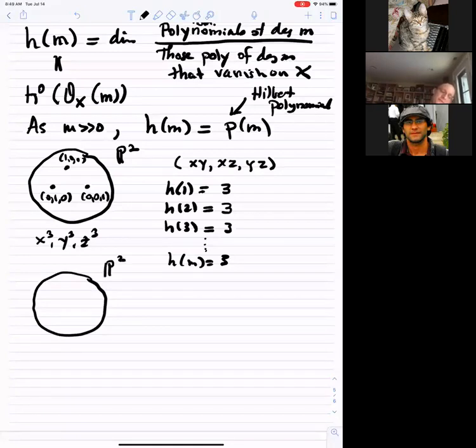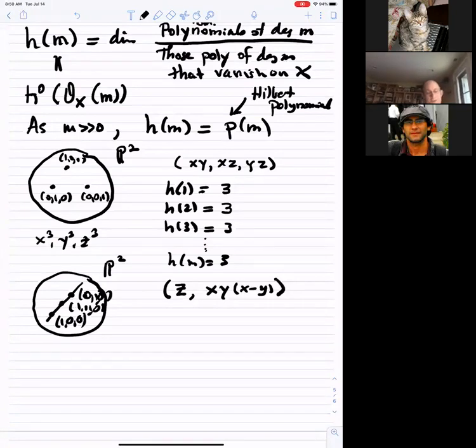So let me do another example for you. Let's take 3 points now that are collinear. Let's say we took 1, 0, 0, 0, 1, 0, and maybe 1, 1, 0. If I take this set of points, then you see that the ideal is now generated by z, and xy, x minus y. So the ideal looks a little bit different.